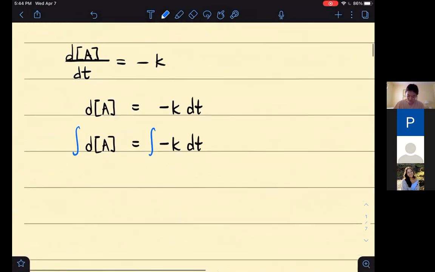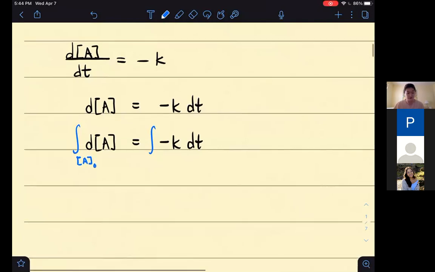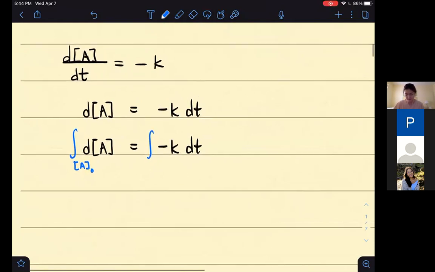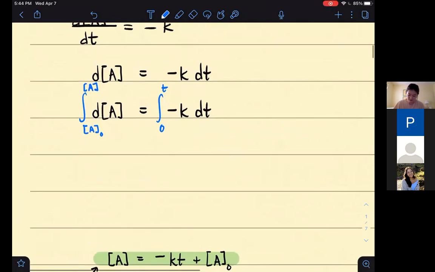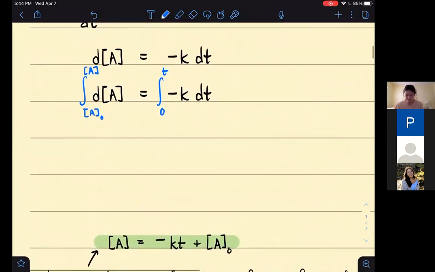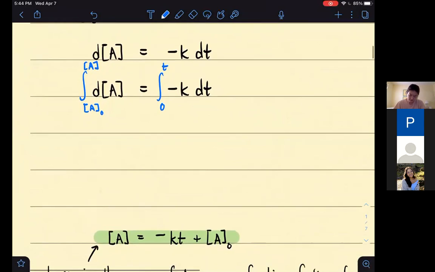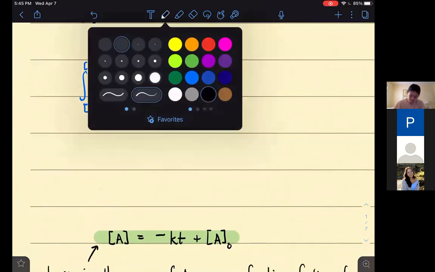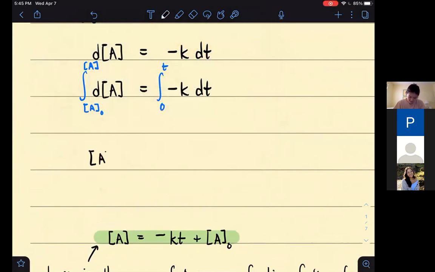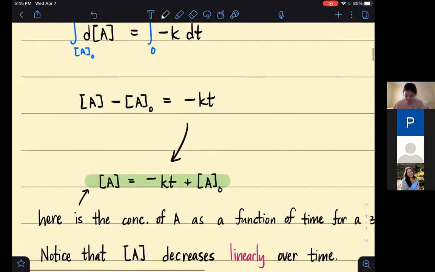So integrating, we're starting from the initial concentration at time t equals 0. That is the concentration of A with a subscript 0. And then time equals 0 to some general time t, and then to some general concentration A at some time t. Now after integrating, you will get this term: A minus the initial concentration equals minus kt. And after rearranging, you should get this term.